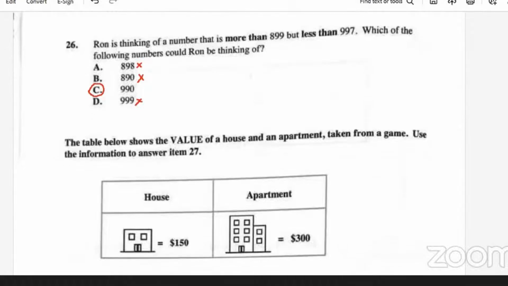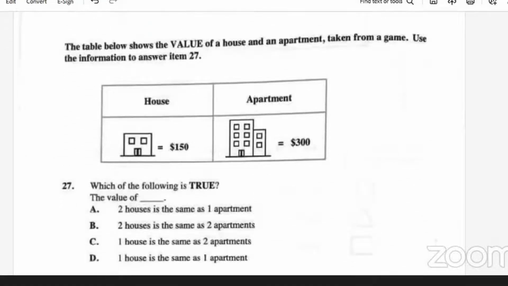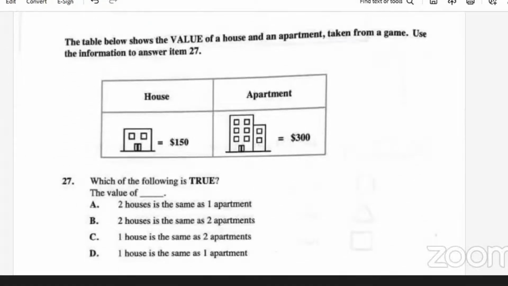Let's get moving. For question 27, the table below shows the value of a house and an apartment taken from a game. Use the information to answer item 27. We have a house, the value is $150, and an apartment, the value is $300. Which of the following is true? The value of two houses is the same as one apartment. So the value of two houses would be 300, which is the same as one apartment. That's true, but let's look at the other options.